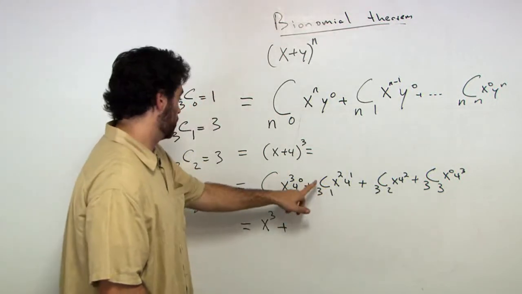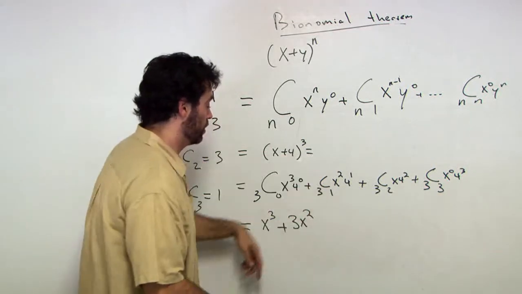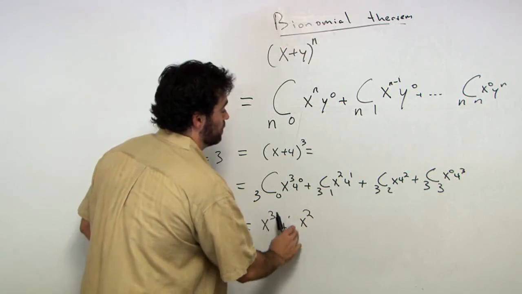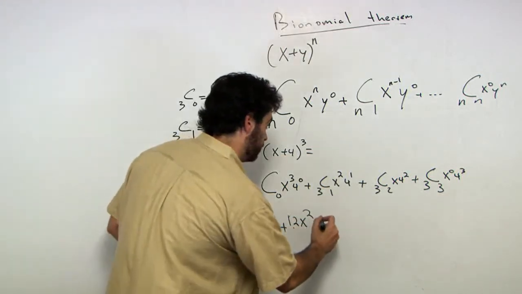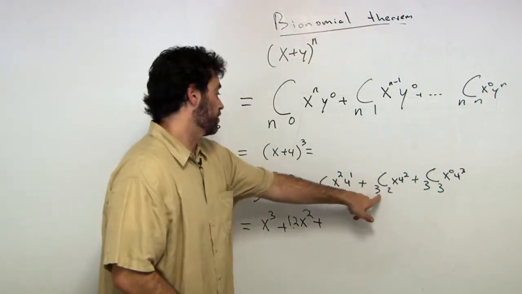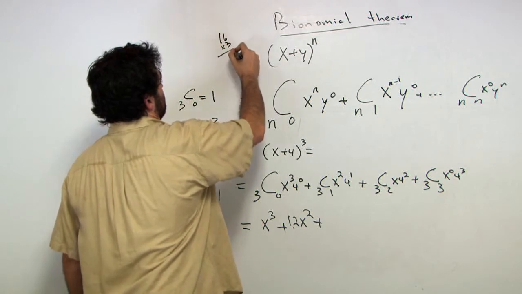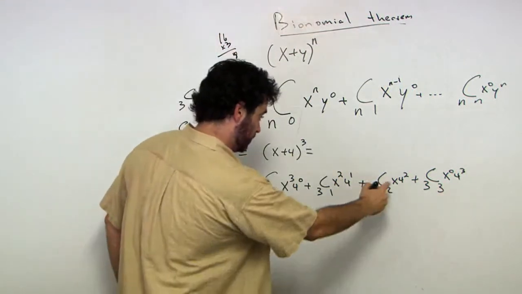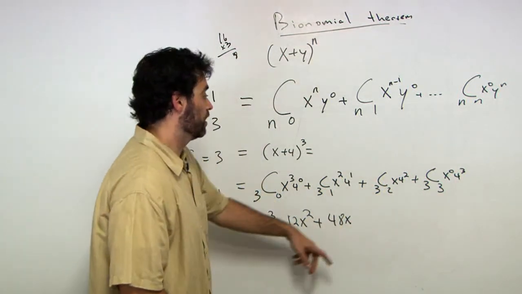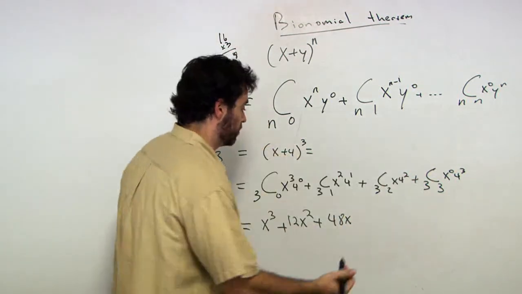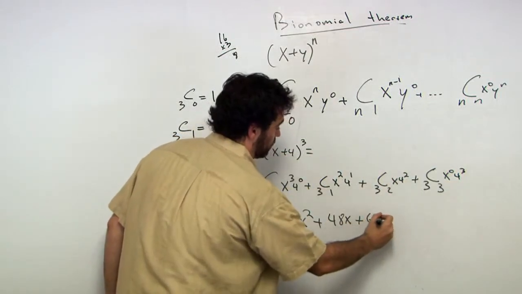so this becomes 3x squared, 4 to the 1, and then times that by 4 times 3, which is 12, plus here we get 3 times 16. 3 times 16 is 48. So we get 48x. And then finally our last one, C3 is 1, and 4 cubed is 64.